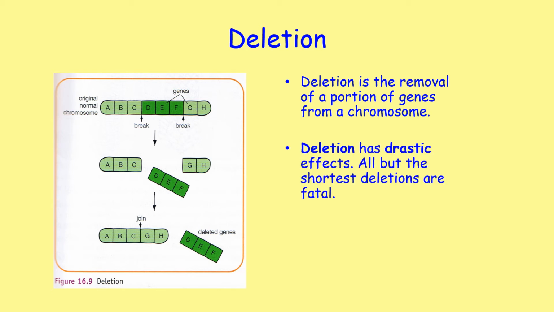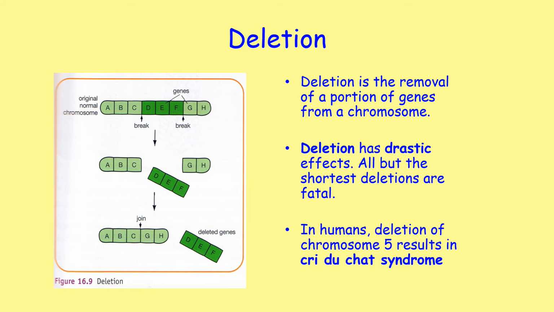Now, deletion has a drastic effect. All but the shortest deletions from a chromosome will be fatal. You can lose quite a few genes, and obviously, if you're losing the genes, you're losing the proteins. You need those proteins to function.